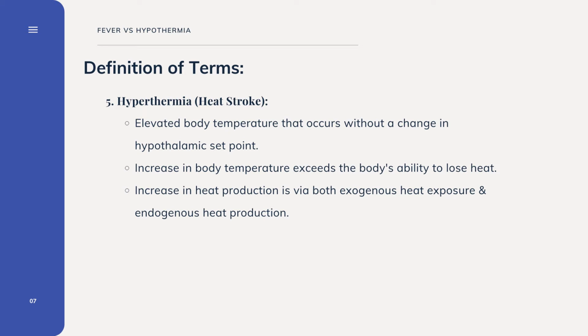To help you understand, visualize this scenario. A construction worker is working on a hot sunny day at around 11 AM. His work causes endogenous production of heat from the muscles. Furthermore, the worker is also exposed to the hot environment, which is the exogenous source of heat. Due to this, at some point, the increase in his body temperature exceeds his body's ability to lose heat via vasodilation and sweating.